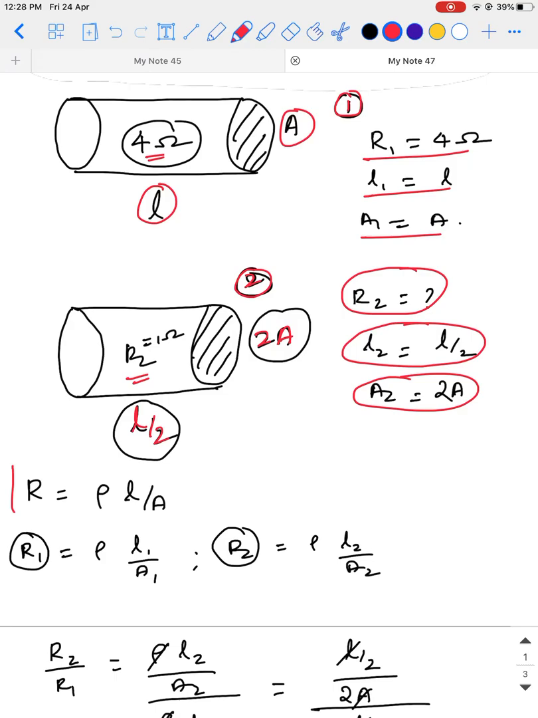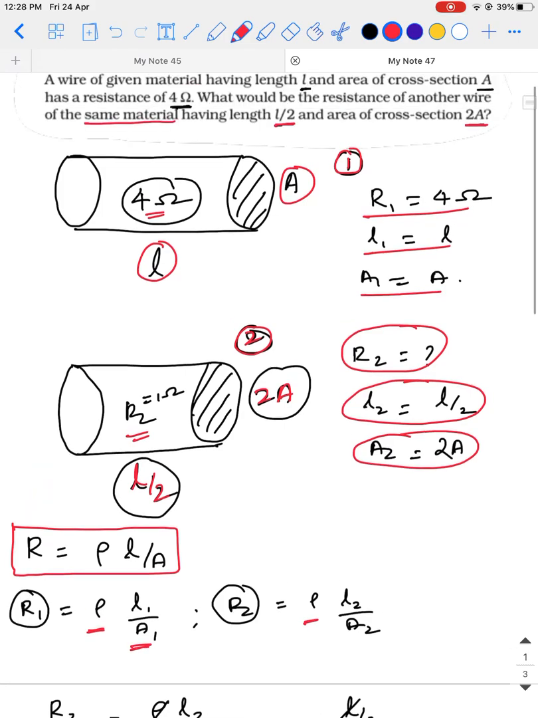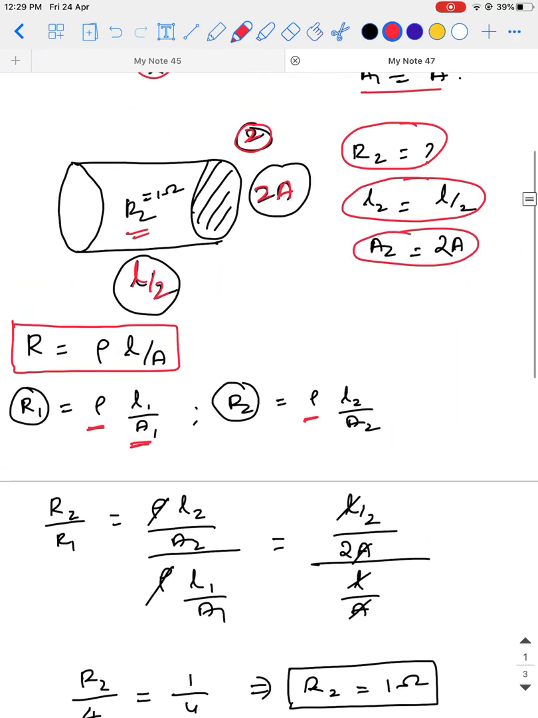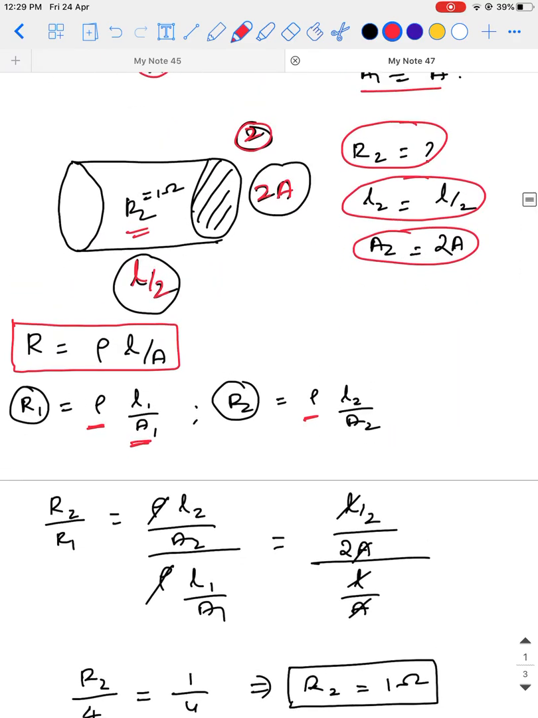We know the formula R is equal to rho into L divided by A. So what is R1? R1 is rho into L1 by A1, R2 is equal to rho into L2 by A2. I didn't write it as rho 1 and rho 2 because they both are made up of the same material. Okay. Now for these kinds of problems, you need to divide the unknown quantity with the known quantity.